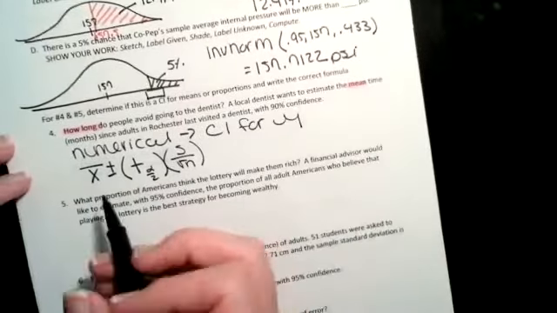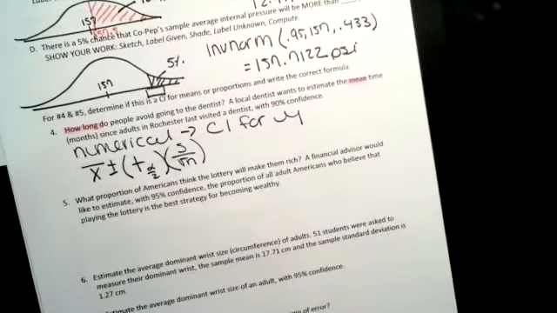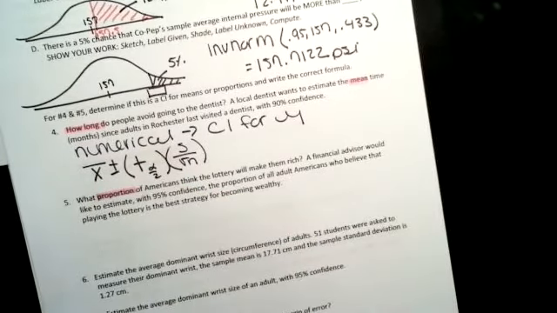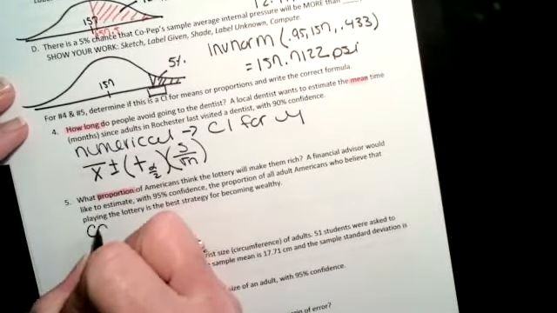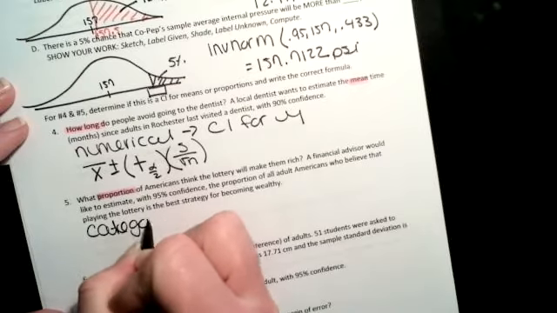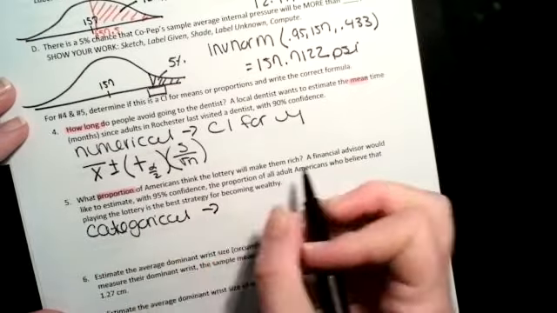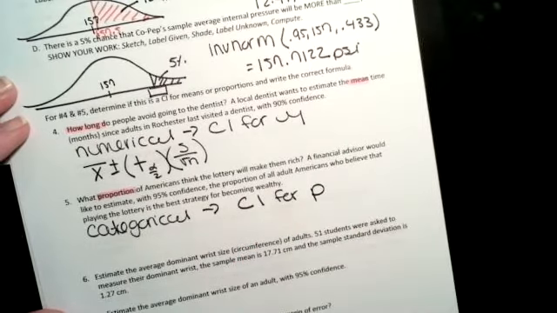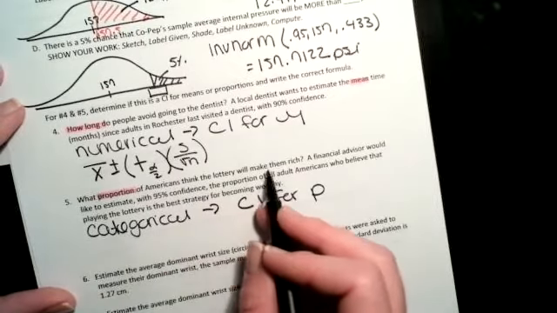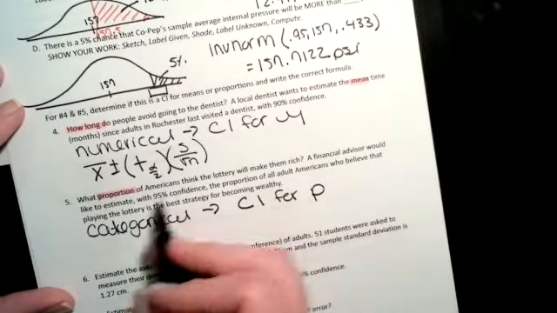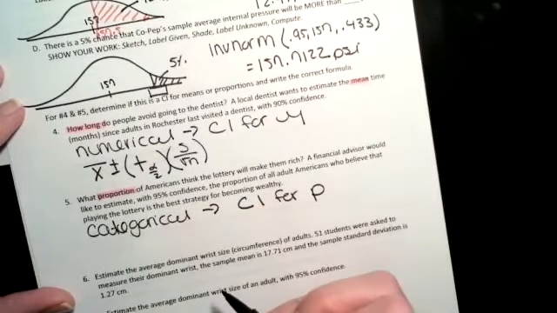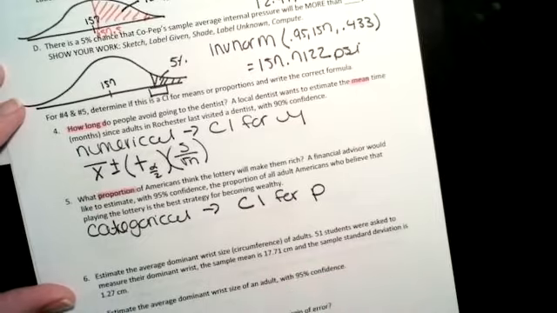All right, so let's go to the next one. What proportion? Right there, proportion. I just had to read the first 2 words and I could see proportion. So this is categorical. And so this is a CI for p. I don't have to read anything else. Americans think the lottery will make them rich. A financial advisor would like to estimate with 95% confidence the proportion of all Americans who believe that the lottery is going to make them rich.